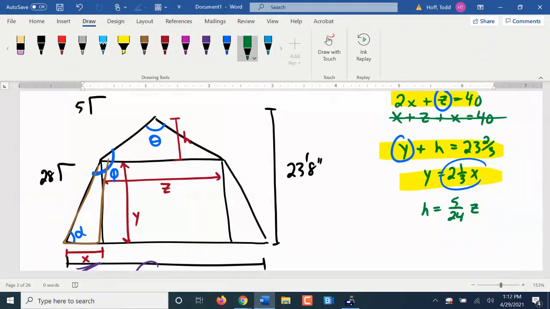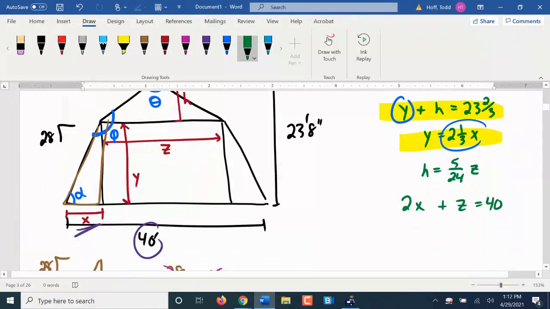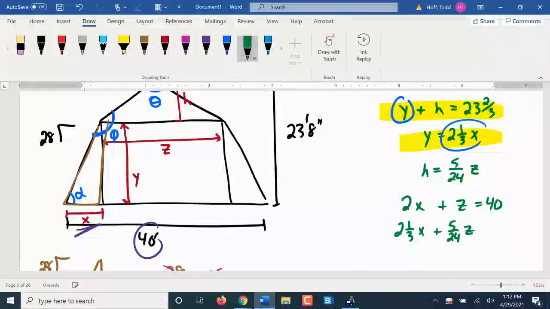So what that means is this top equation is going to stay exactly how it is. 2x plus z equals 40. That one's not going to get altered. The bottom equation is going to get changed. Y is going to become 2 1/3 x. Z, or h, I'm sorry, is going to get replaced with 5/24 z.